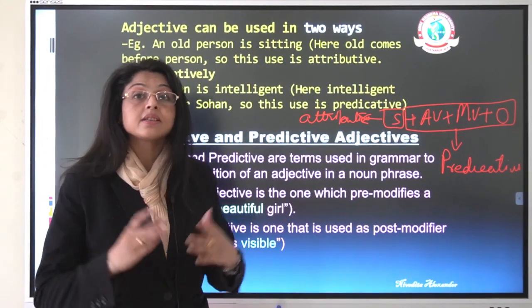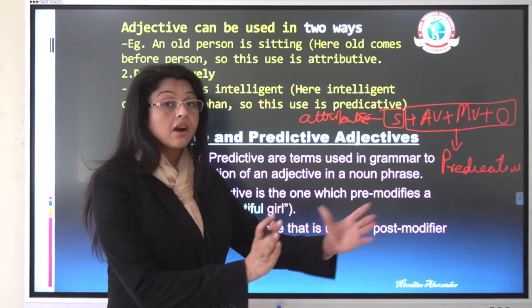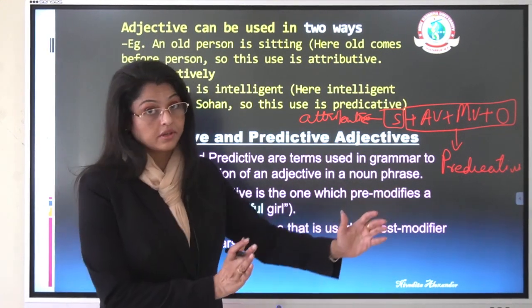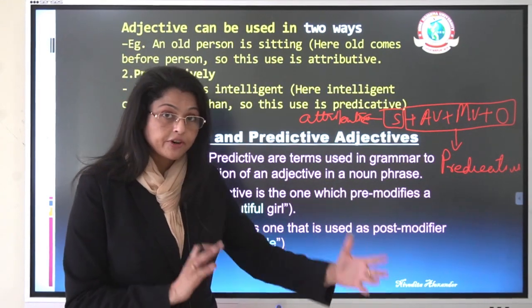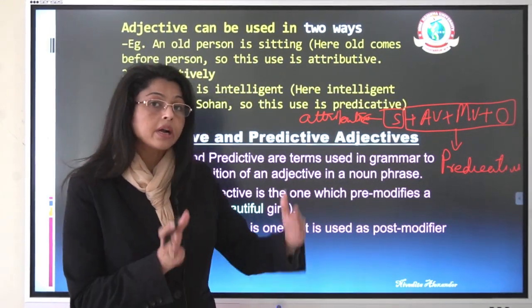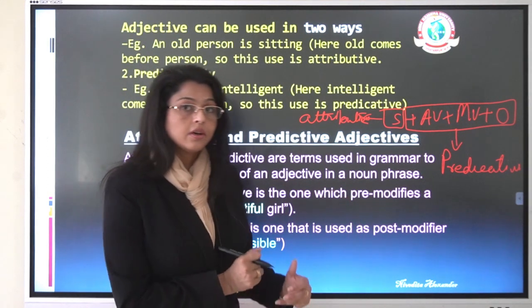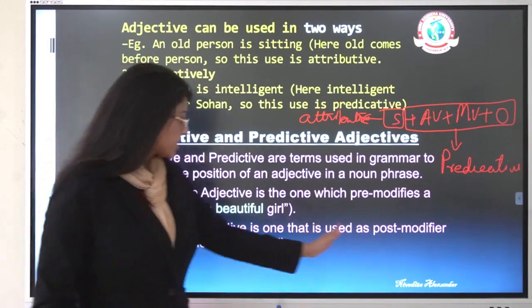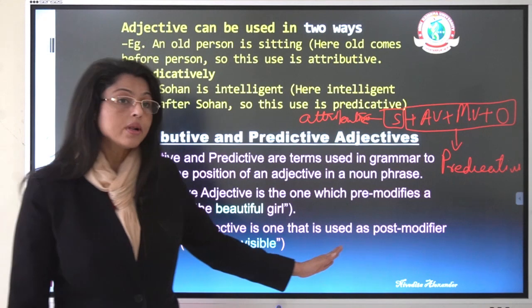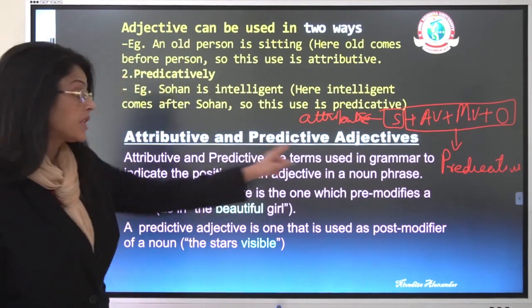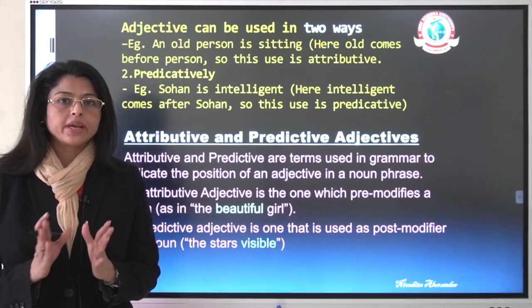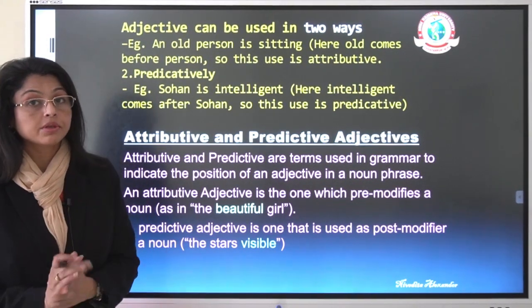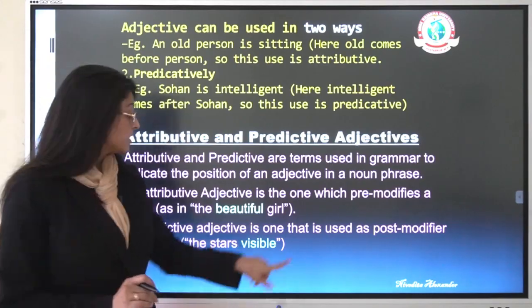In the night, the stars visible. Now this, the stars visible, is coming after, right? It is the post part of the sentence, or a verbal phrase or a noun phrase. So whatever comes after, or post, the subject, that is called a predicative adjective. Clear? Okay, so here we end what is attributive and predicative adjectives.